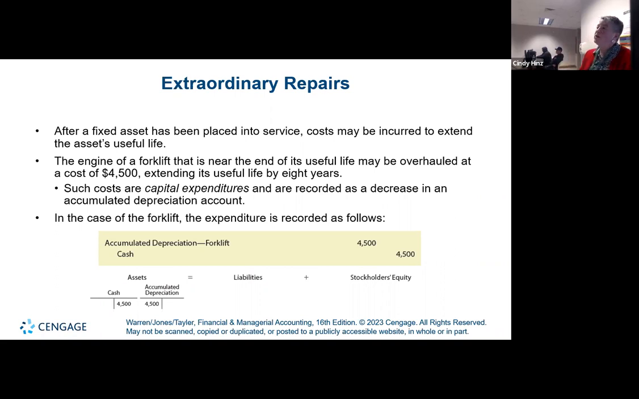For an extraordinary repair, you can see the example journal entry here at the bottom. Instead of reporting it as an expense in that period, like an ordinary repair, we actually reduce the amount of accumulated depreciation. We debit accumulated depreciation and recalculate the remaining depreciation, just like we did in exercise 6.